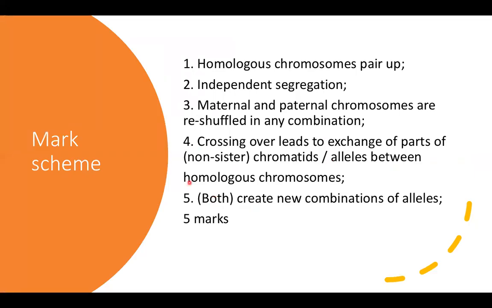So in your mark scheme, this just turns out to be the mark scheme for that particular question. The things that you should be talking about are independent segregation of the homologous chromosomes. If you said independent segregation of homologous chromosomes, that would probably take in all three of those marks. Crossing over, and these create new combinations of alleles. So actually explaining what the effects of those are. You can pause there if you want to copy that down.